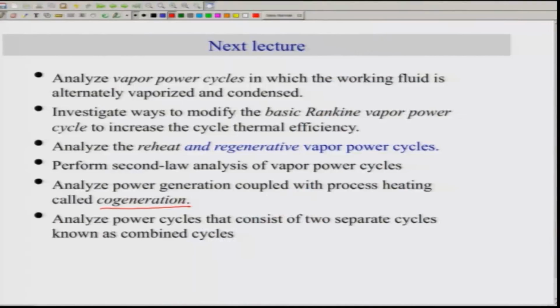So we'll be looking at the regenerative vapor power cycle and other analysis of this Rankine power cycle in the next lecture. We will also consider something called cogeneration in the next lecture. So I will see you in the next lecture.